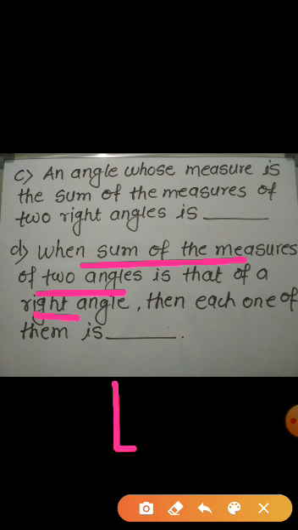Here you can see, I am going to draw one right angle and then I draw a line from the middle of the right angle. So what will you observe? Each one of them is acute angle, right? When sum of the measures of two angles is that of a right angle, then each one of them is acute angle.